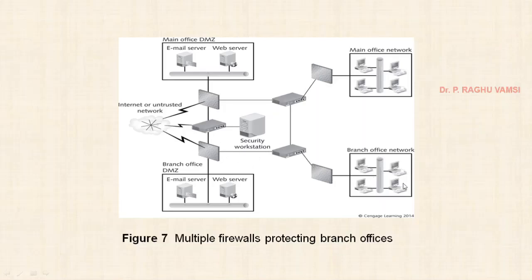So from the security workstation itself, we can come to know what activity is happening, what traffic is going to the main office, and what traffic is going to the branch office, just by sitting at the security workstation itself. So from the security workstation itself, you are going to protect multiple branch offices, and here also another branch office, and the main office DMZ and main office. So, multiple firewalls protecting the branch offices.